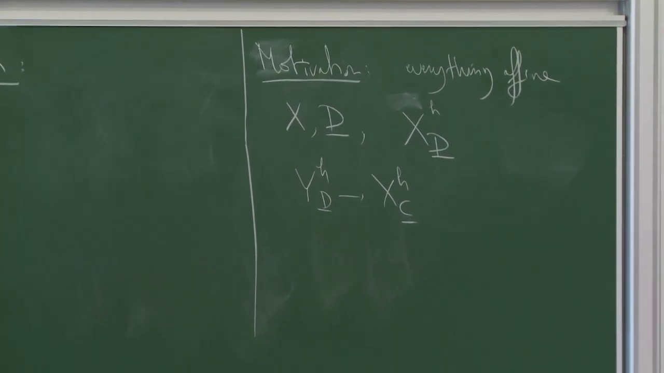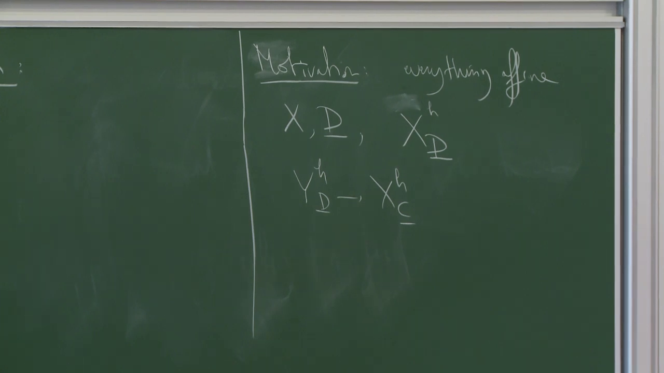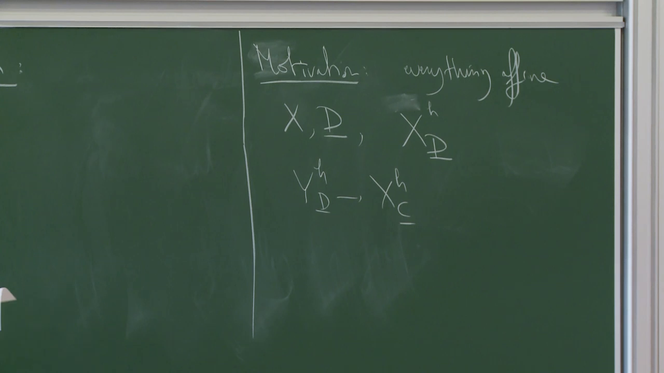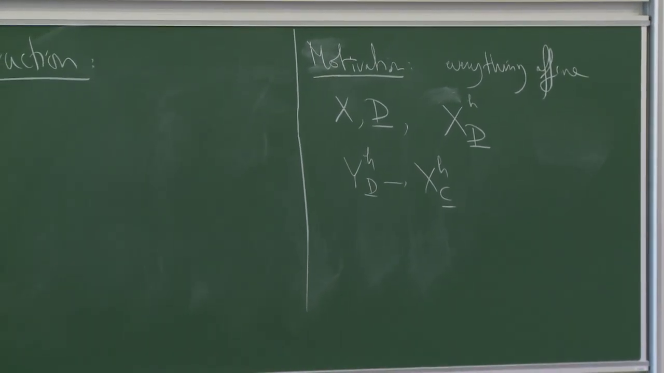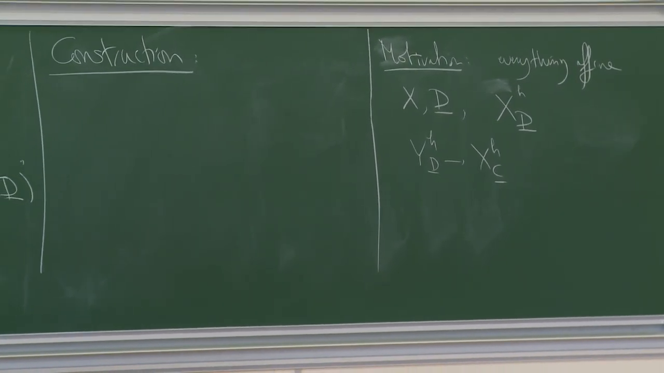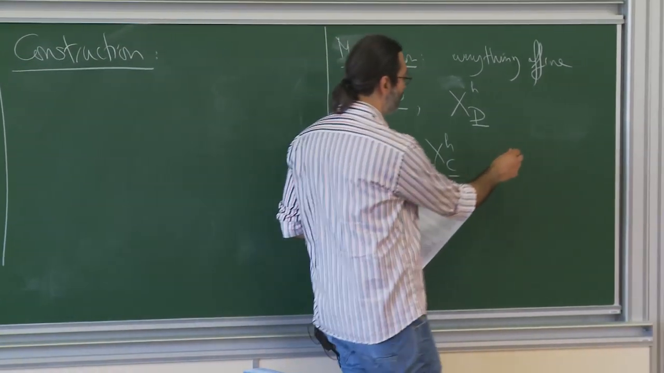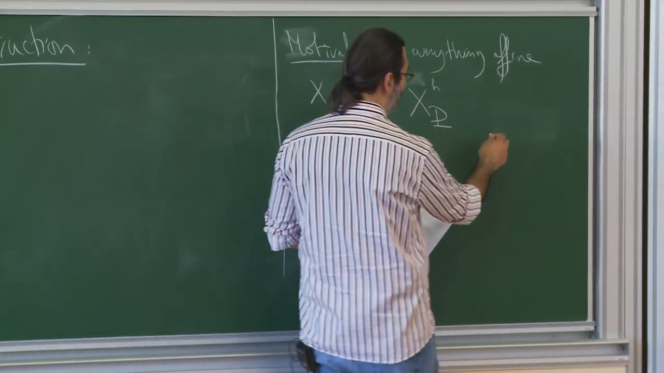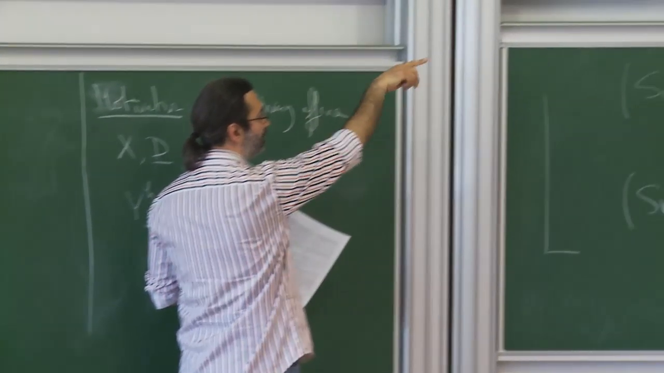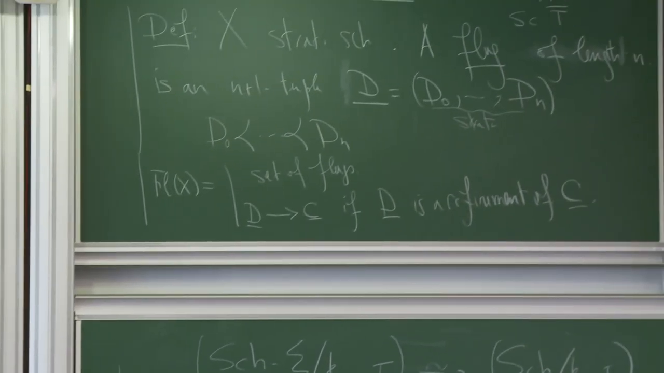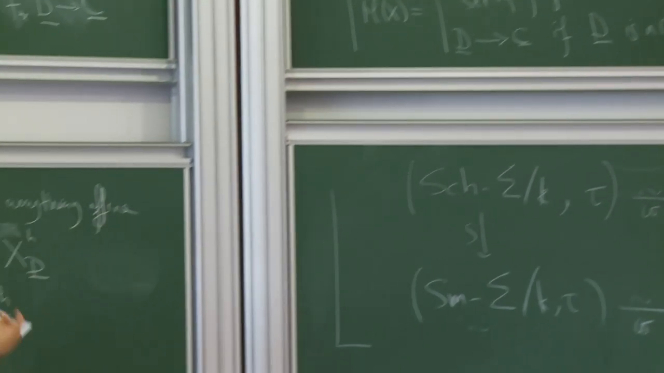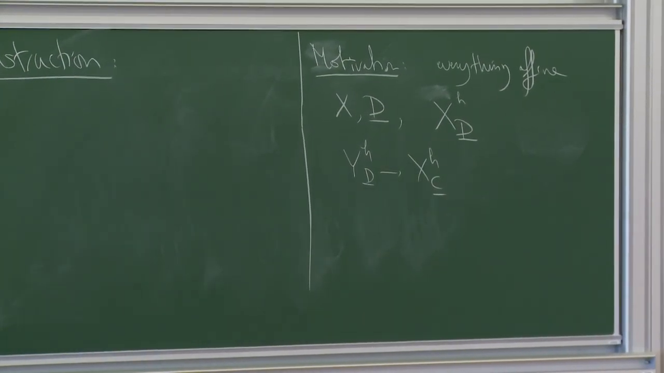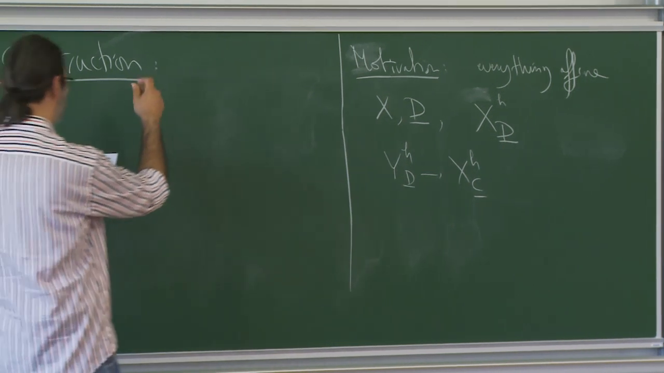This construction becomes functorial, and this is somehow one of the reasons I want to choose this definition, not anything else. And this is why we took this direction for the flags, because when you have a refinement of a flag, it gives you something which goes in this direction. Okay, all right. So now I want to describe the construction of the Godement.